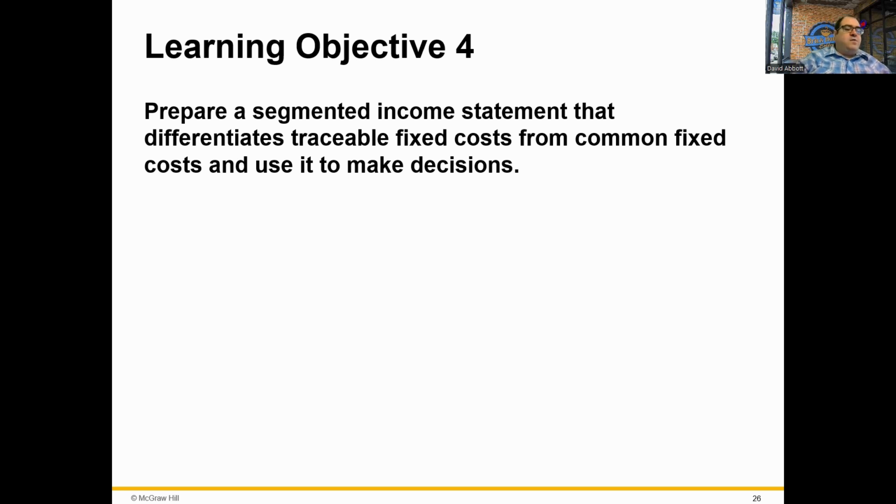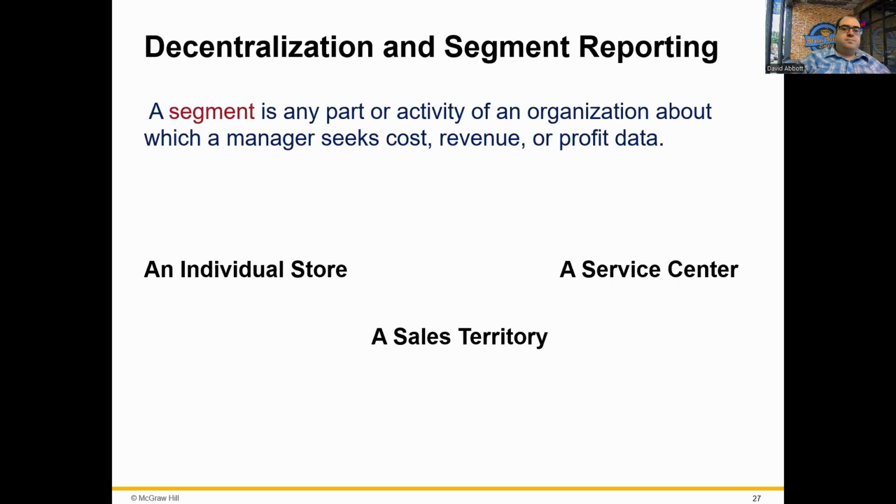And then we're going to look at using a segmented income statement and the contribution approach. So first of all, a segment is a part or activity of an organization about which managers would like cost, revenue, and profit data. Examples of segments might include divisions within a company, sales territories, individual stores, service centers, manufacturing plants, marketing departments, individual customers, and product lines. So all different ways that companies might want to segment out their company and their financial data.